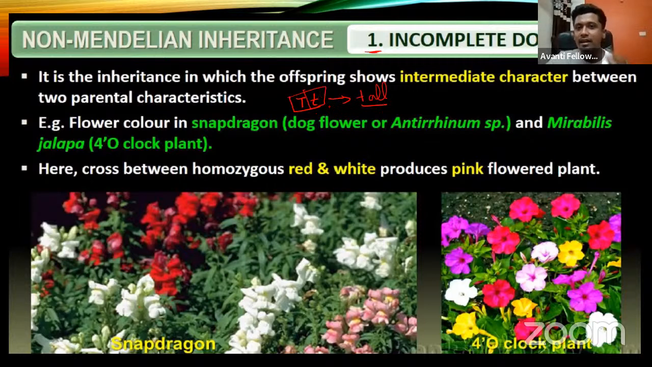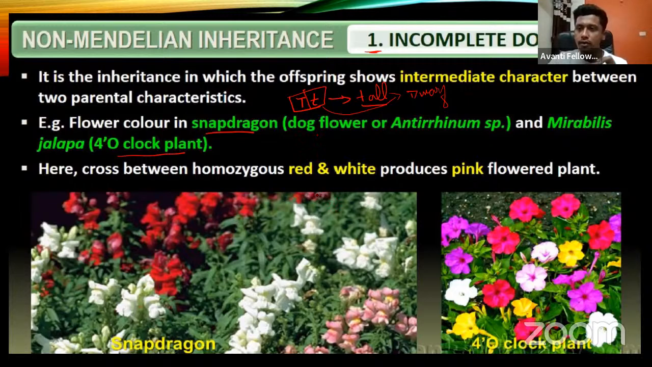Imagine, I'm not telling that it happens, just imagine if this was a dwarf character. Then there would be no dominance, right? You could not tell that the T is totally dominating small t. Similarly, in one of the cases that we find, that is intermediate expression, we can see in the snapdragon flower, or 4 o'clock plant, that is Mirabilis jalapa plant.